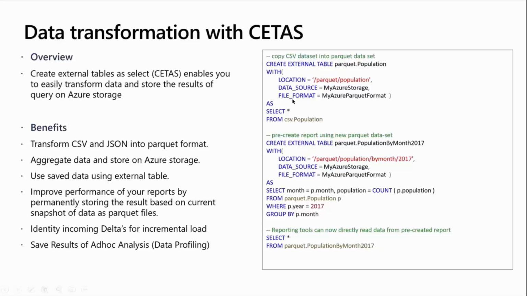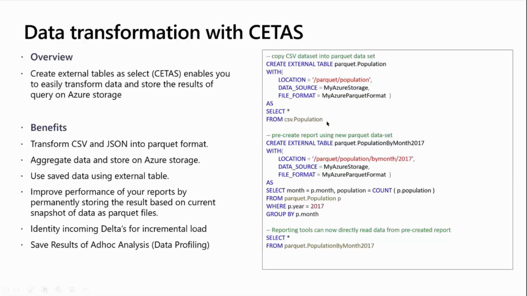Now, this file format is a little bit different than the file format I was using in the querying section. The file format in the querying section is either CSV or Parquet. That's all I specify. This file format is actually something that I need to create, and we'll look at that in a second.